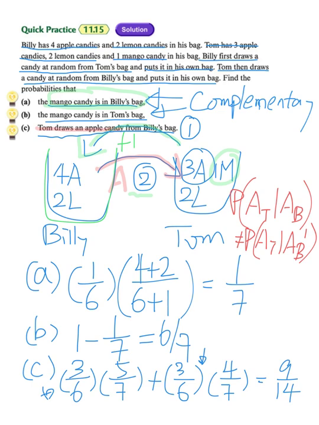Now here, the 5/7 is talking about Tom getting an apple candy given that Billy gets the apple candy. And then this 4/7 is the probability of Tom getting an apple candy given that Billy cannot get the apple candy.